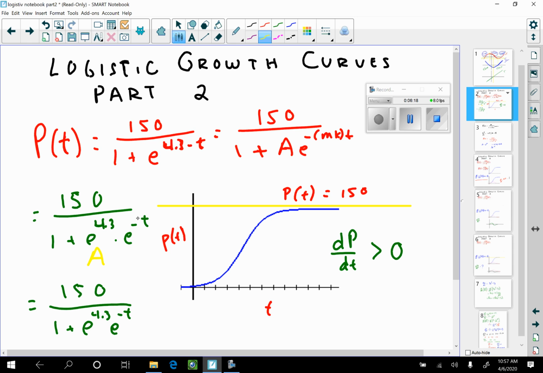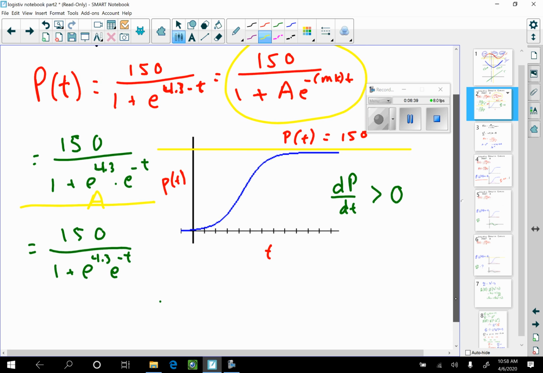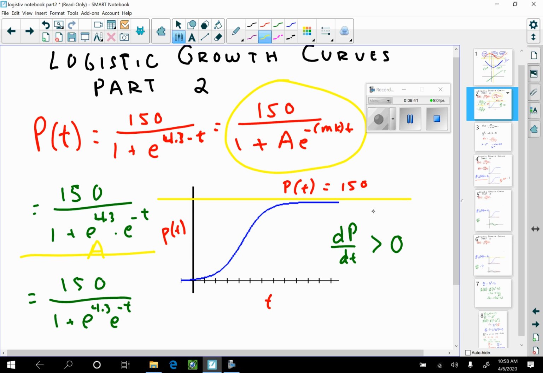Okay, and this negative 1, it looks like this is negative t, so it looks like my mk is going to be just 1. So that's all I've done: rewrite the growth model to make it look like the growth model we were accustomed to in our notes from a previous video. All right, so what I want to do is talk about the graph of this guy right here.